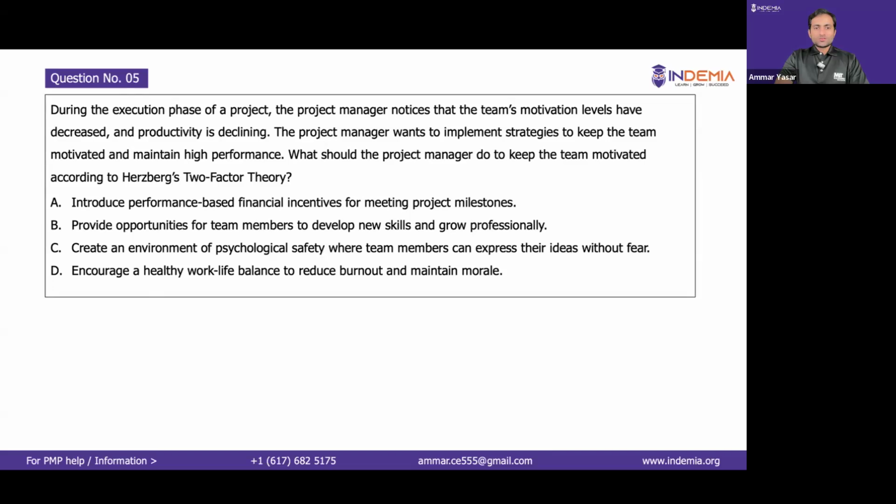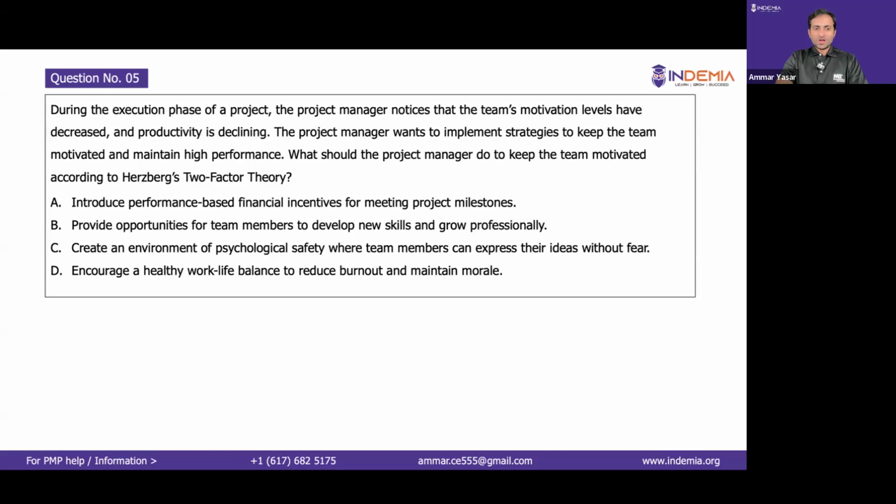During the execution phase of a project, the project manager notices that the team's motivation levels have decreased and productivity is declining. The project manager wants to implement strategies to keep the team motivated and maintain high performance. What should the project manager do to keep the team motivated according to Herzberg's two factors theory?